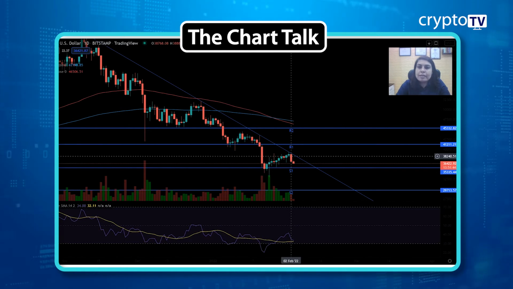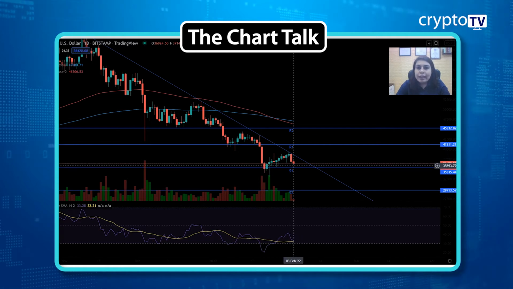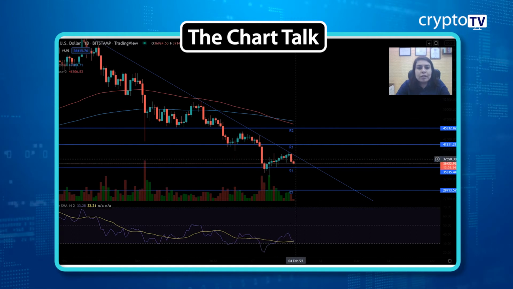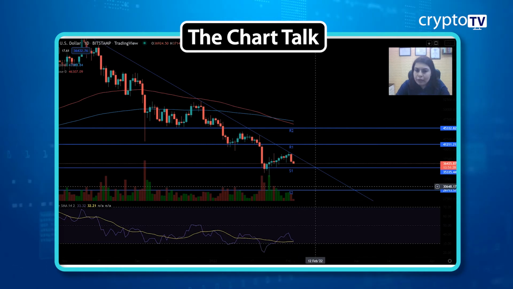So yes, yesterday it fell more than 4%, somewhere around 5%, and today as of now it is more than a 1% fall. So this trend line is acting very nicely as a resistance. Even the price is now approaching the support 1, which is 35,335.